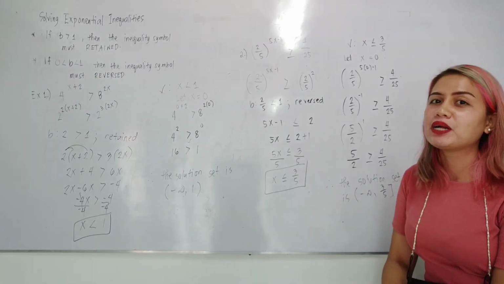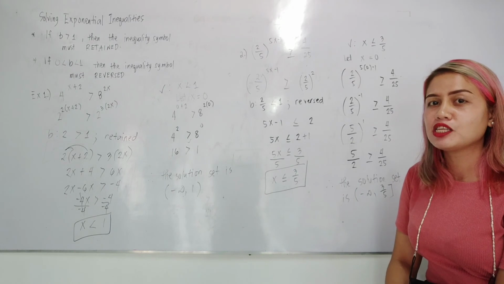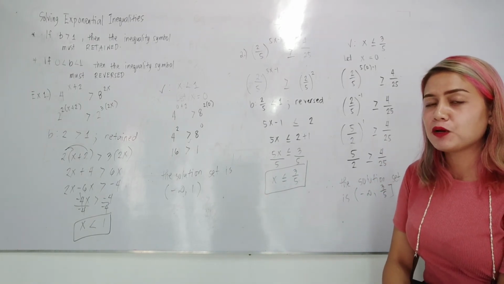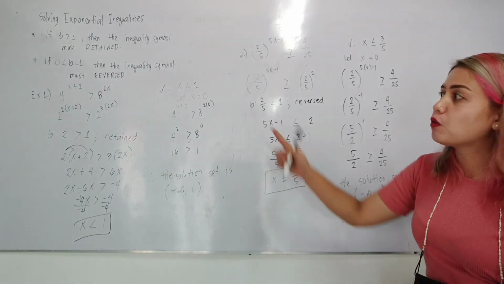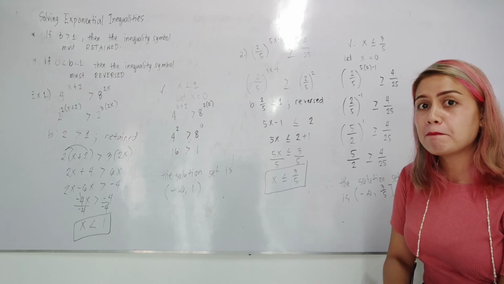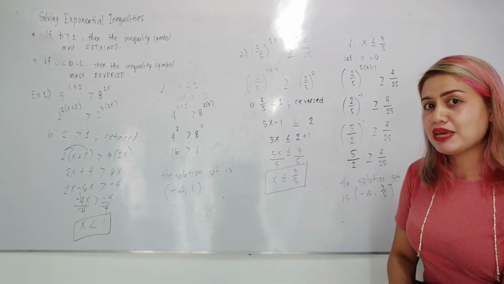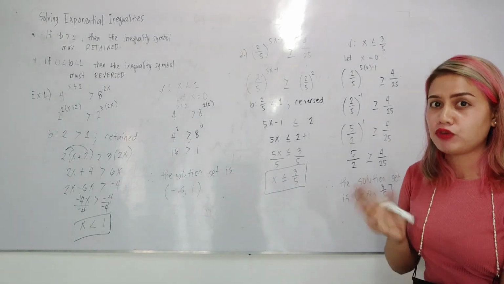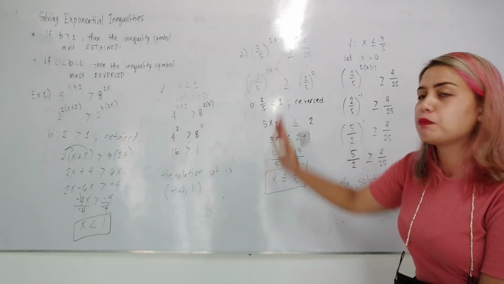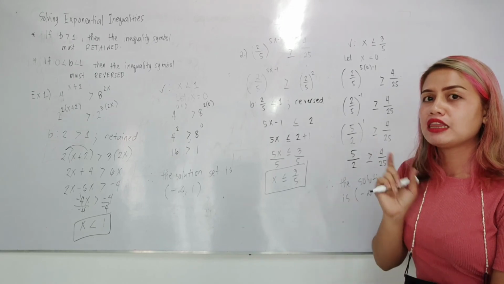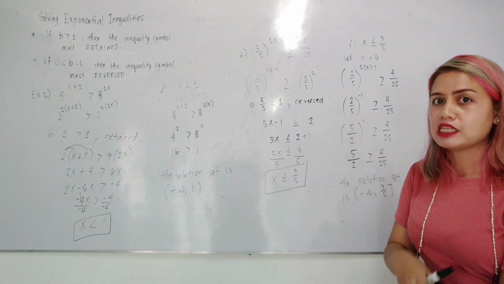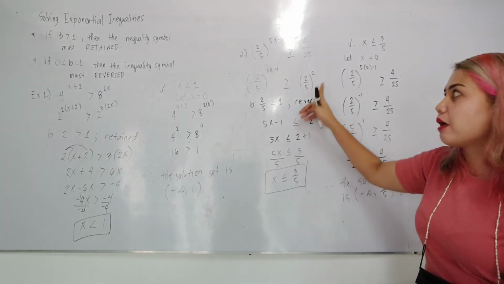So just always remember, class, that in solving exponential inequalities, you must consider these two properties. First, if the base is greater than 1, then it means that the given inequality symbol must be retained. But if the base is less than 1 but greater than 0, then it means the inequality symbol must reverse. You must change it into its opposite. And then you can just follow the one-to-one property. Just make sure that both exponential expressions are on the same base. Then you can just omit the base, then copy our exponent.